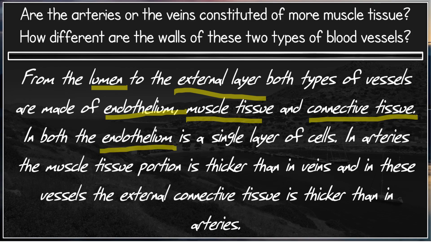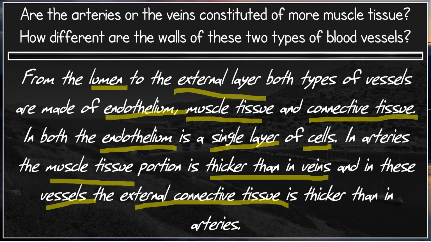In both, endothelium is a single layer of cells. In arteries, the muscle tissue portion is thicker than in veins. In veins, the external connective tissue is thicker than in arteries.